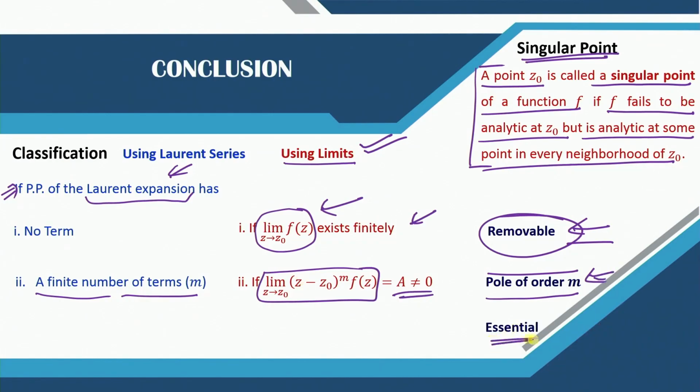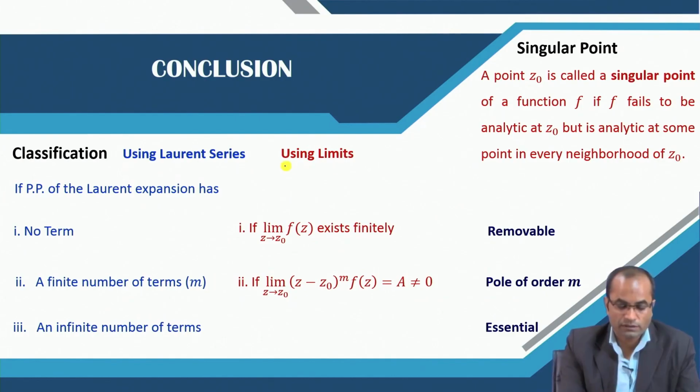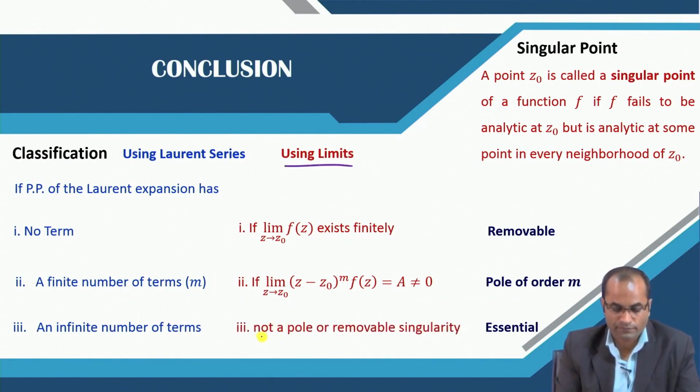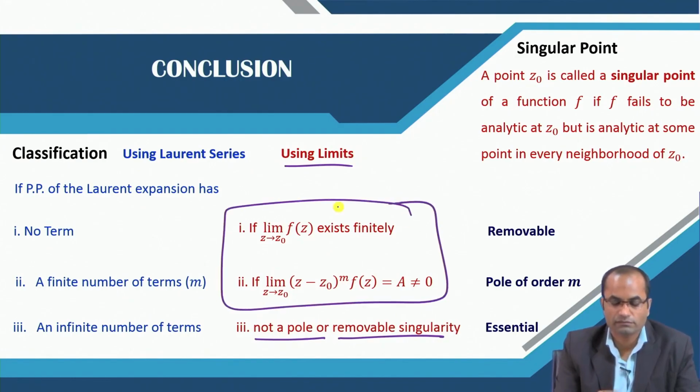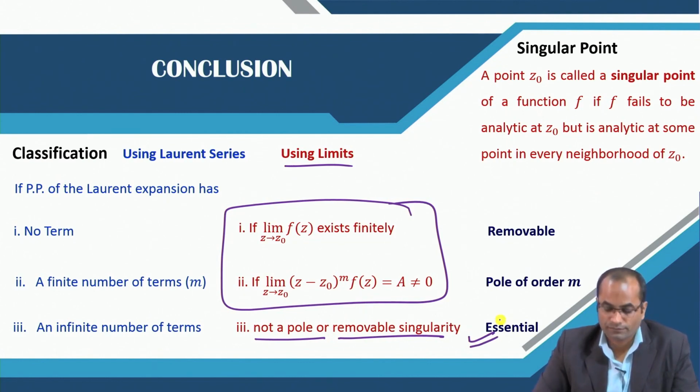The essential singularity we call when the Laurent series has infinitely many terms, and using the limit we observe that if it is neither removable nor a pole, by these methods we can classify that this is an essential singularity.